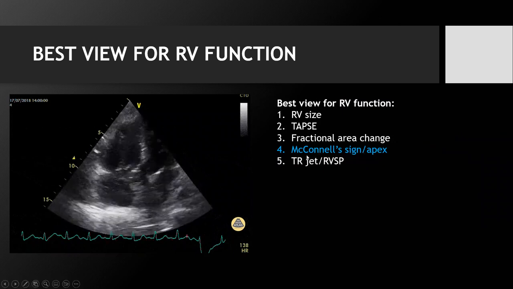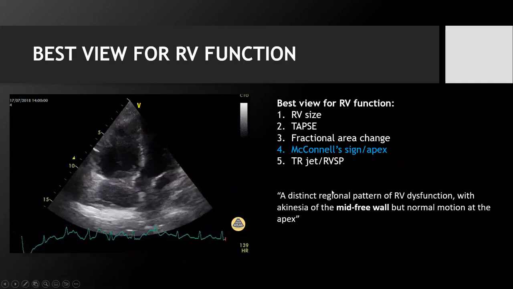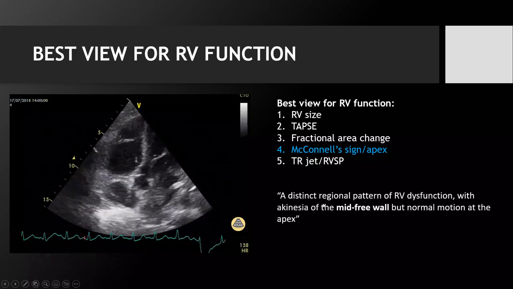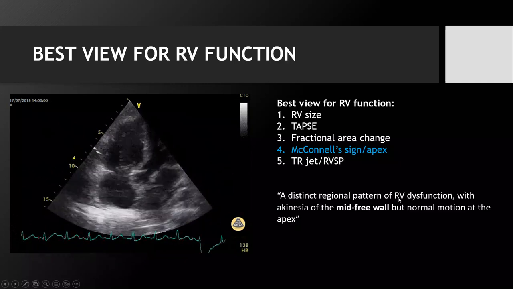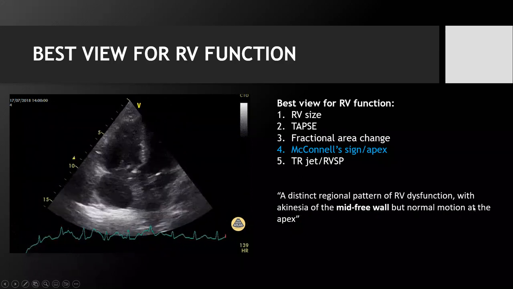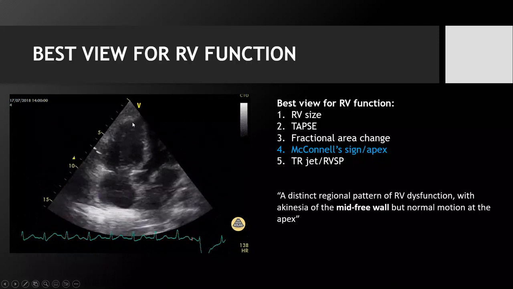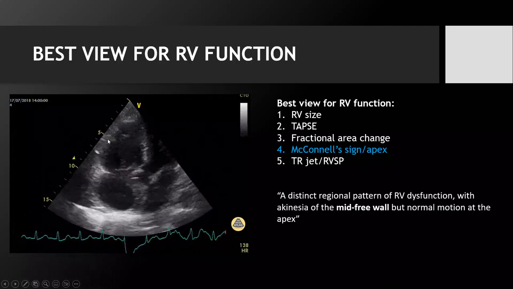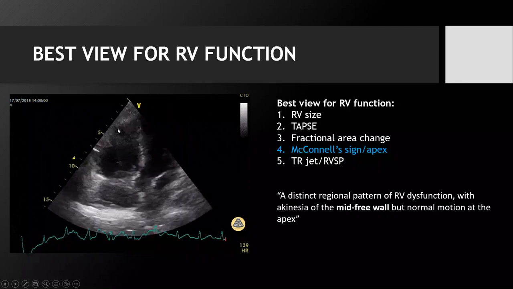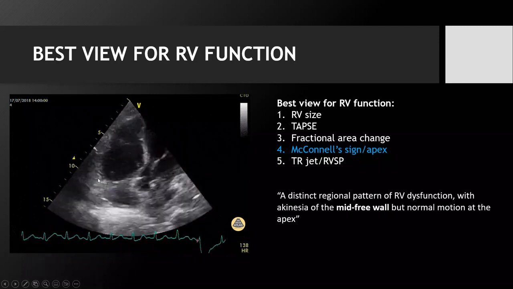And then everyone's favorite, the McConnell sign. So what is McConnell sign? So it's been described in the original paper as a distinct regional pattern of RV dysfunction, with akinesia of the mid-free wall, but normal motion at the apex. So you're used to seeing this apex was just invaginating maybe normally. This mid-free wall, not really moving very much. Your TAPSE actually, your tricuspid annulus actually might be moving.